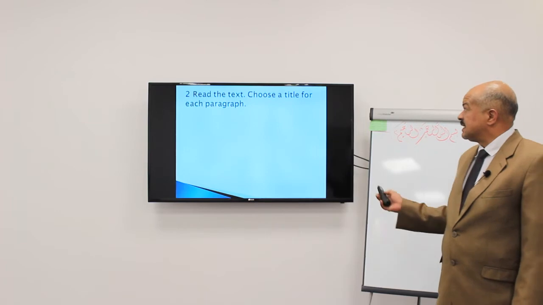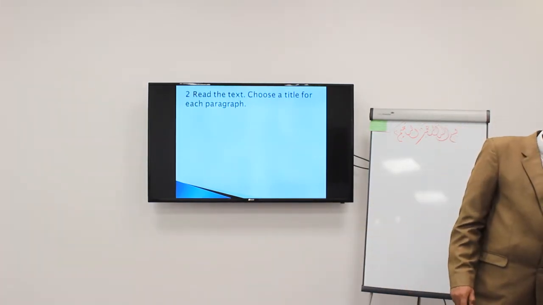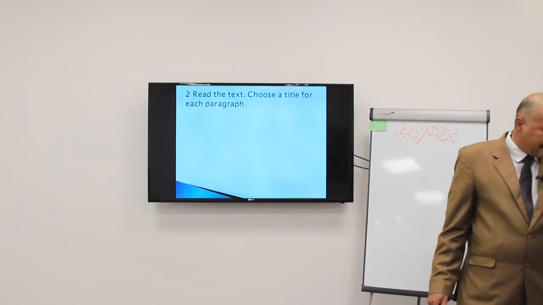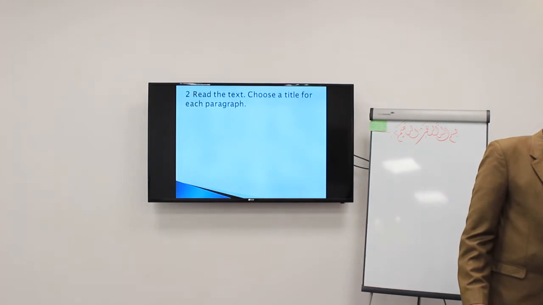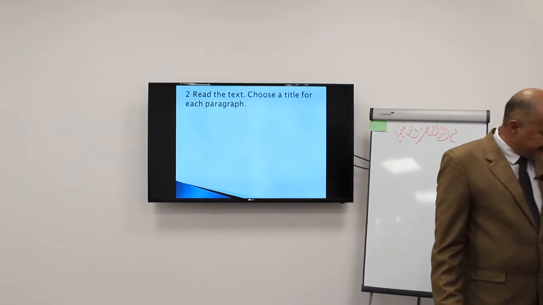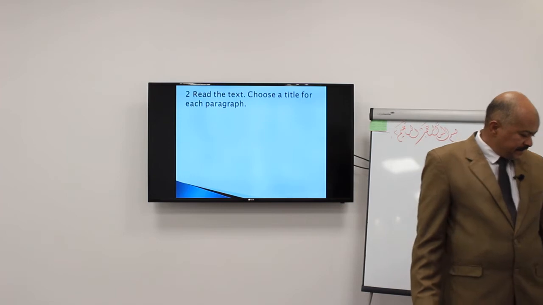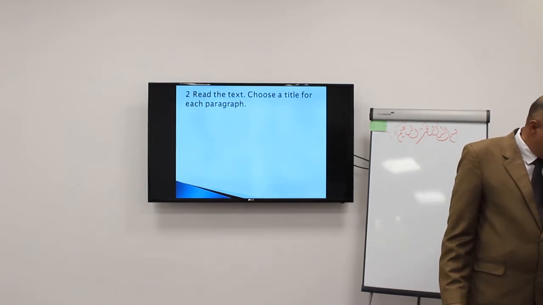Now, after you've read these definitions, I want you to go to exercise number 2, or task number 2. In task number 2, read the text and choose a title for each paragraph. There are 4 paragraphs, and we've got 4 titles: earthquakes, floods, hurricanes, and wildfires. You see, earth, wind, fire, and water. Paragraph number 1, 2, 3, 4.